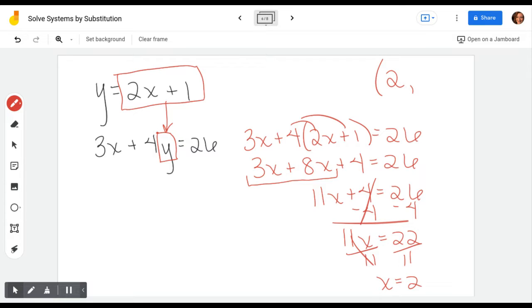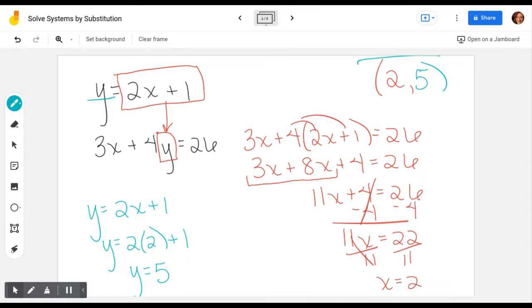To get the second half, I'm going to plug that answer for x back into an equation. It's going to make the most sense to plug it in the first one because I want to know what y equals, and it already says y equals. So this would say y equals 2x plus 1. That's going to become y equals 2 times, plug in your answer, 2 plus 1. So y equals, that's 4 plus 1, which is 5. So my solution is 2, 5.